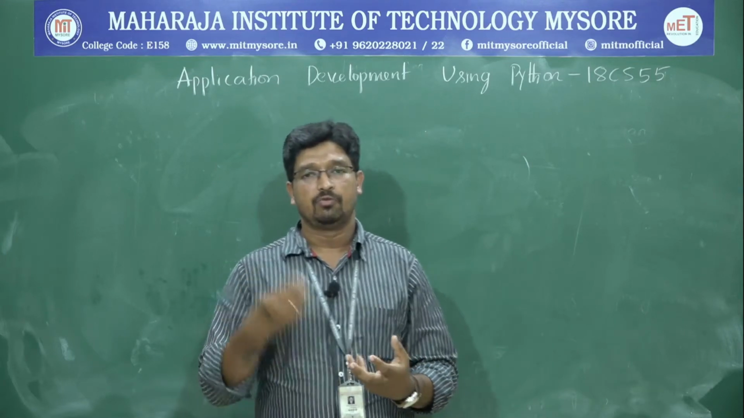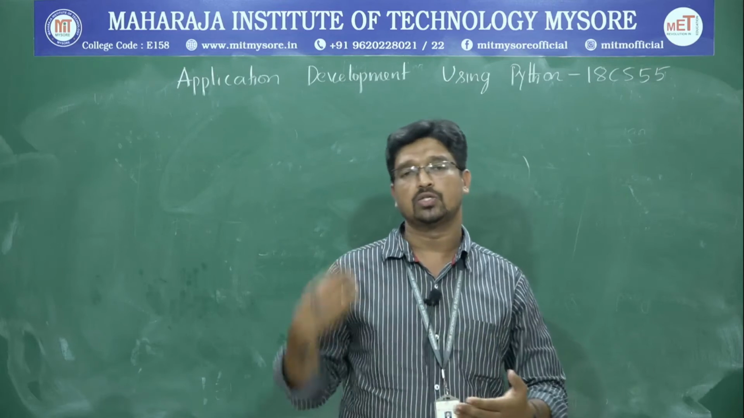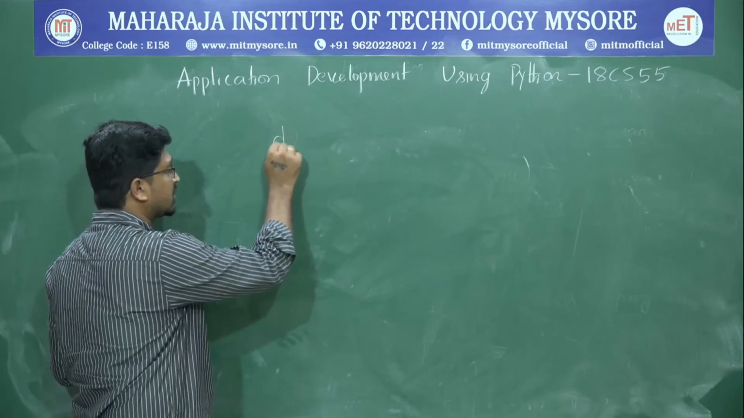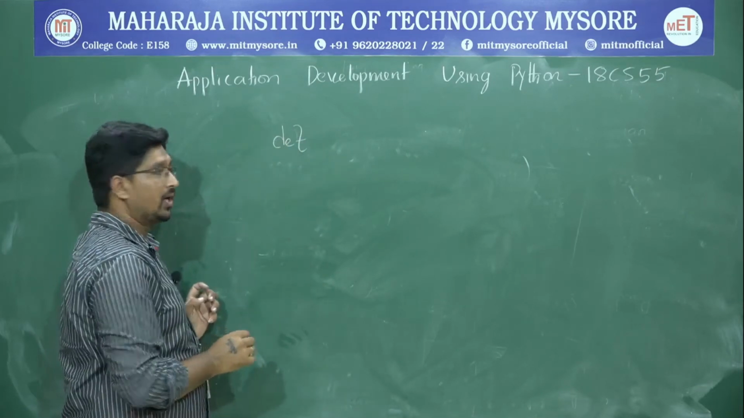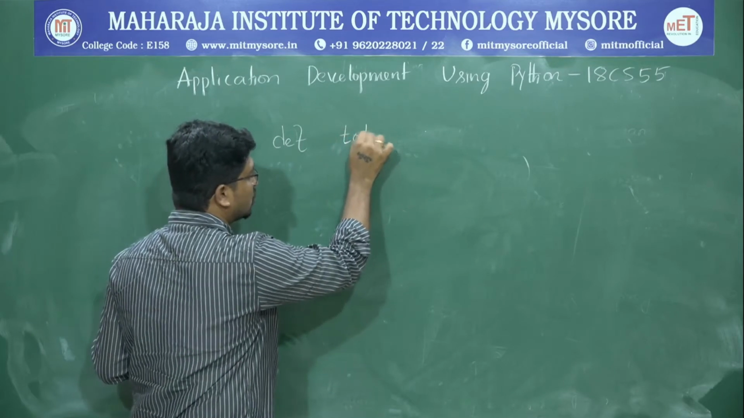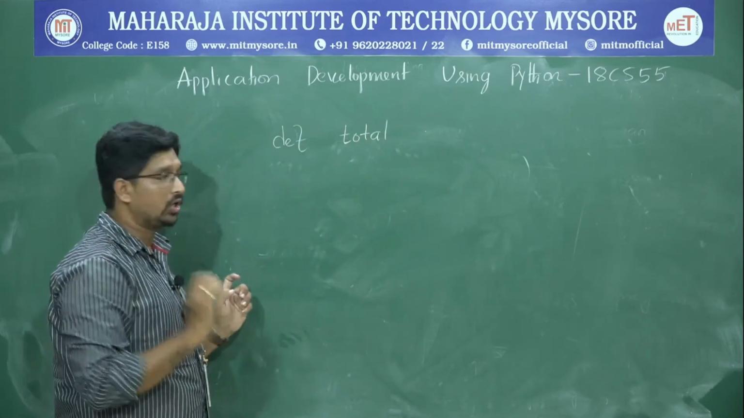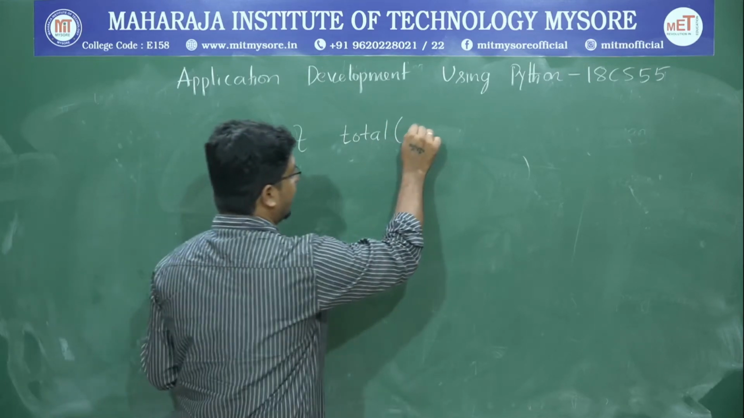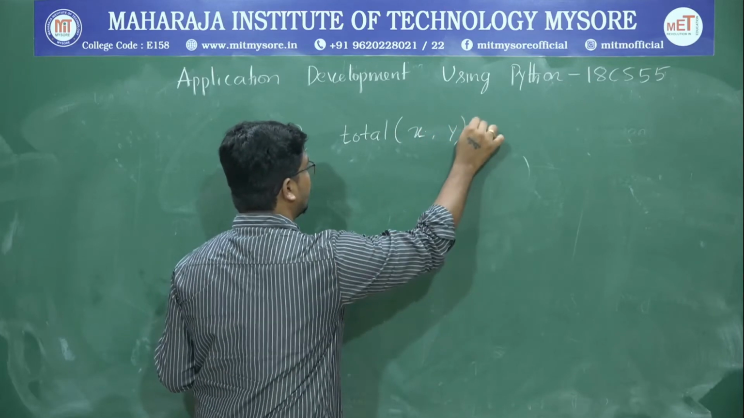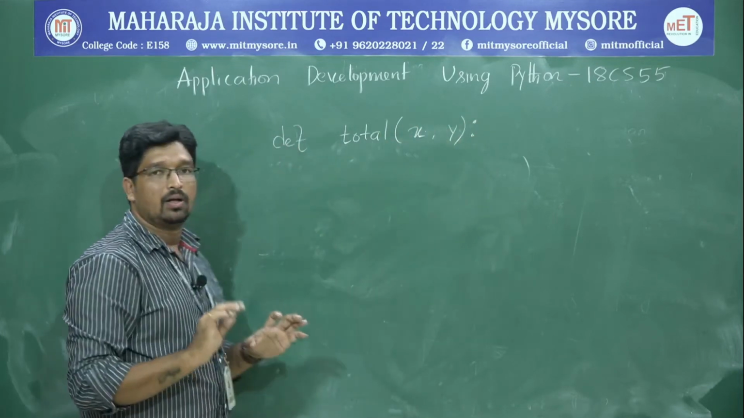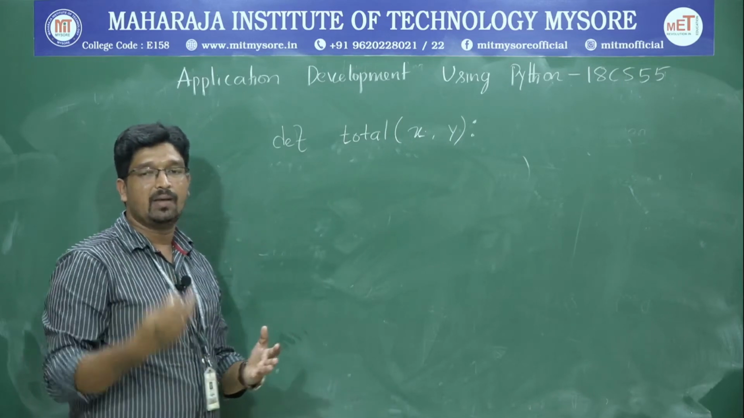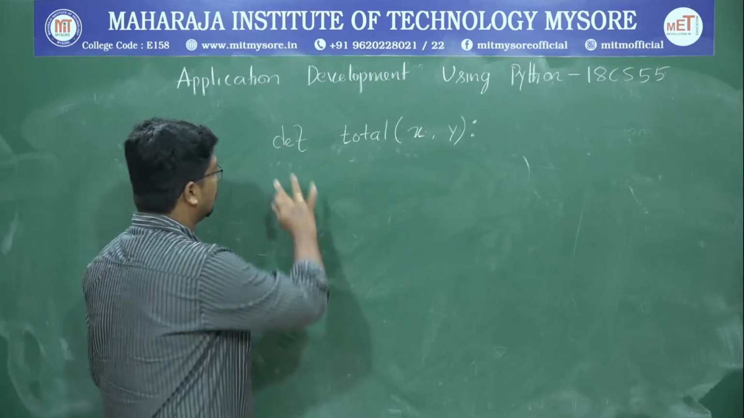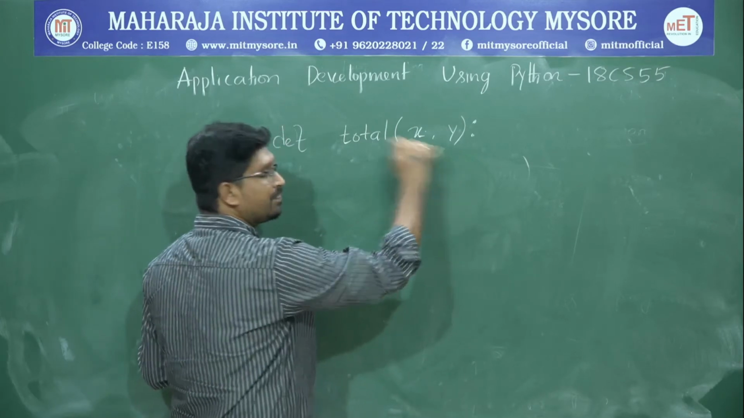I have a function. If you give two numbers, it has to add and give back to the callee. So for that, again I am writing a function using def. Let us say I take the function name as total. As I said, I need to take two parameters. Let us say I take x comma y, two parameters. I am not mentioning the data type of the parameters. It is implicit, dynamically typed, because it is Python. So def total x comma y.